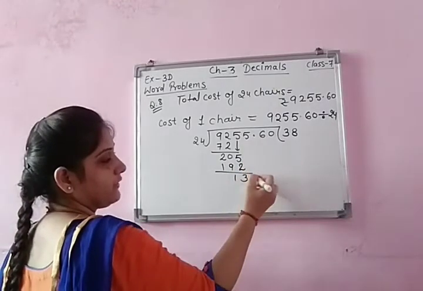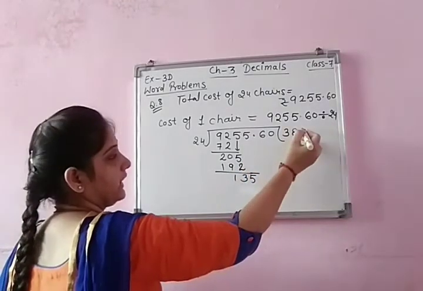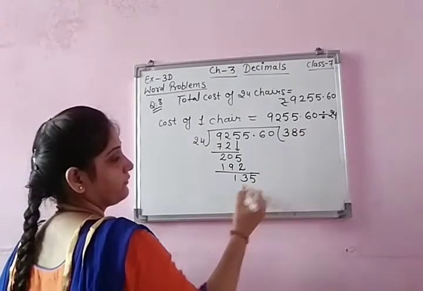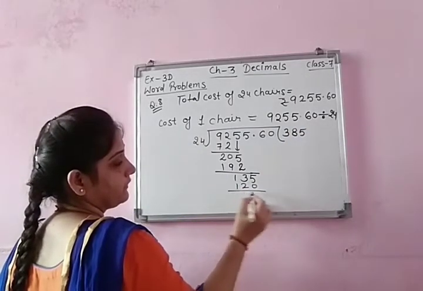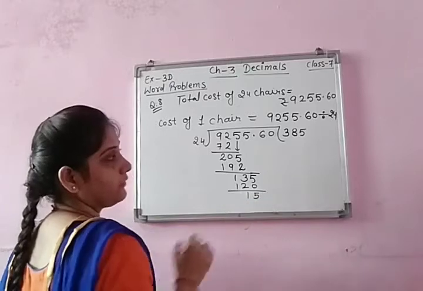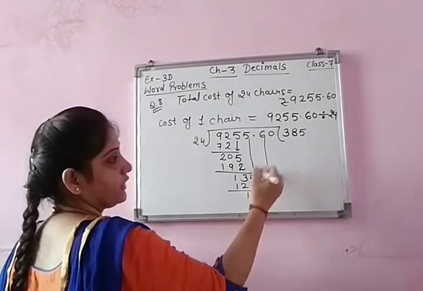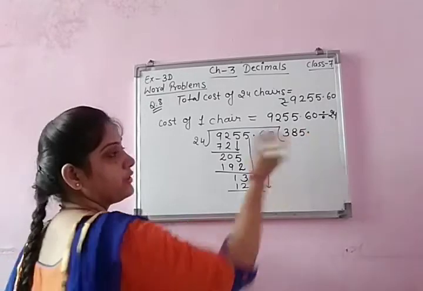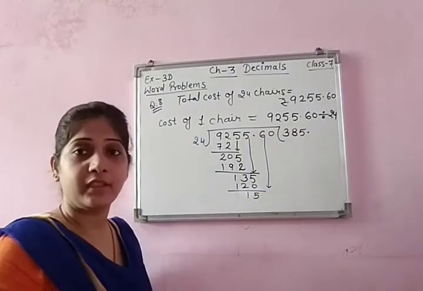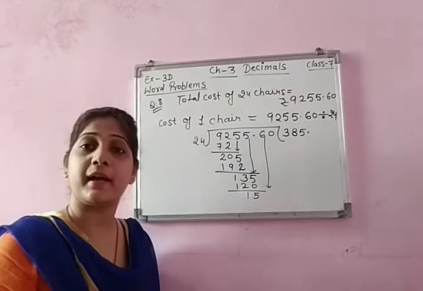Now write down this 5 here. I think 24 5s are 120. Again subtract, 50. Now you want to write down this 6 here. So what happened? This point will be given to the quotient, as we have learned how to divide a decimal by a whole number.